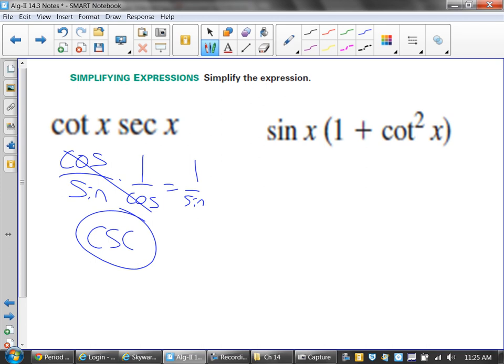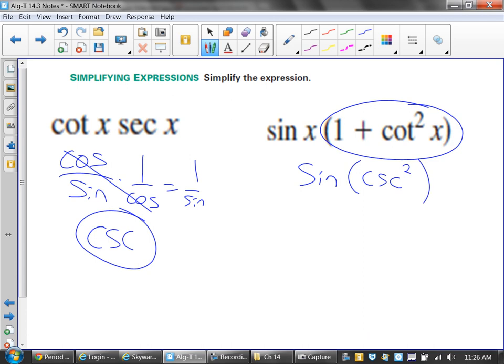And the other one, I have sine times the quantity 1 plus cotangent squared. As soon as I see something that has a squared to it with a 1 by it, I'm going to start thinking about Pythagorean identity. So I look at what I have right now. What can I rewrite 1 plus cotangent squared as? Cosecant squared. It's another idea here. What we're doing is just a whole bunch of substitution. This is the same thing as saying sine times cosecant squared.